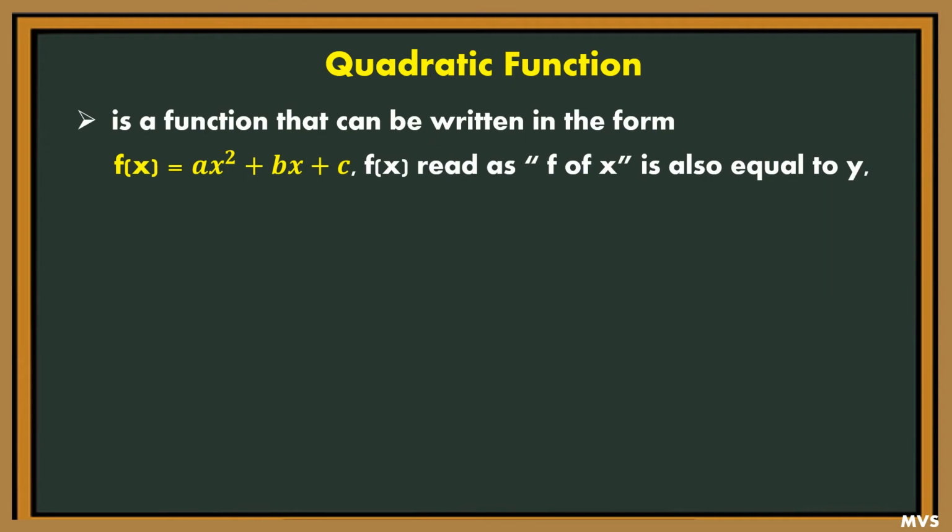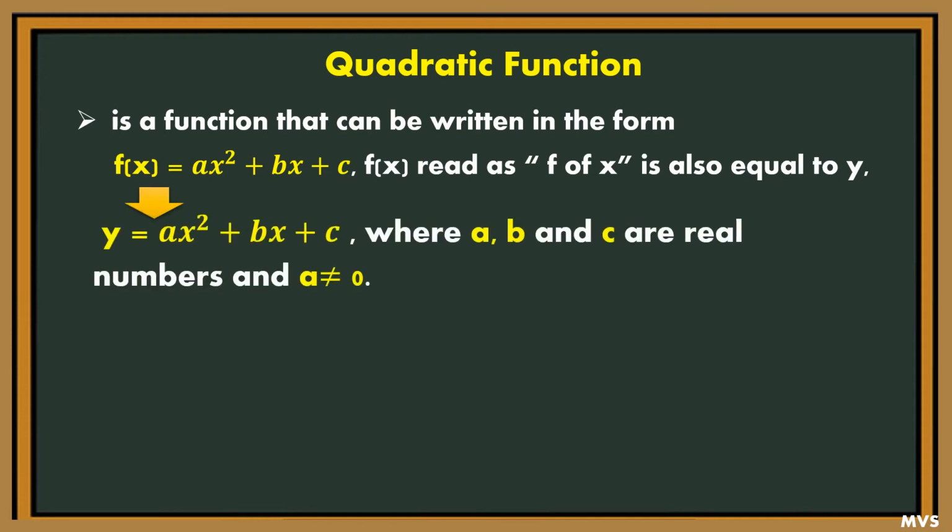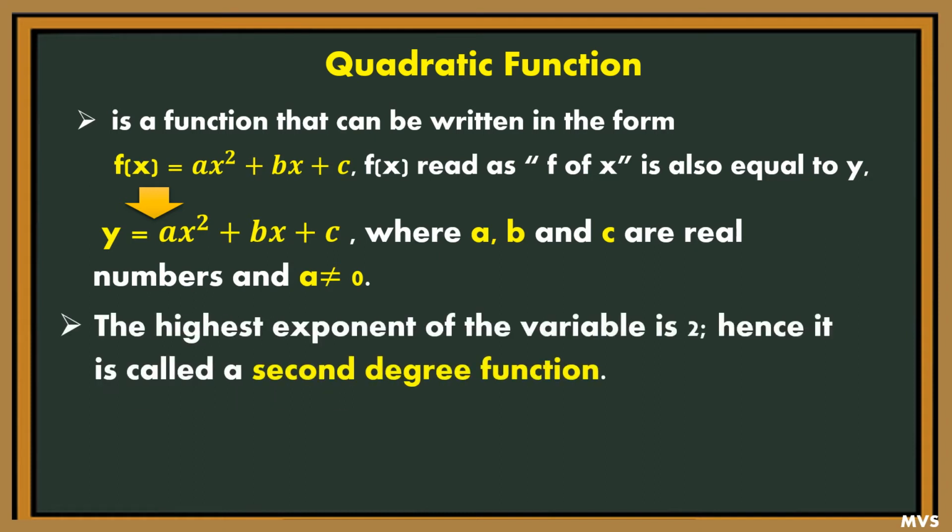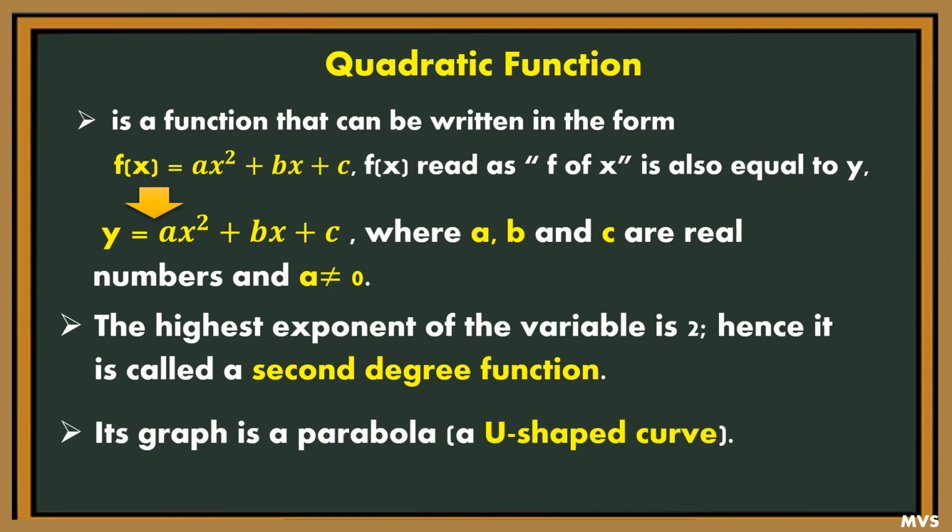Since you already know the meaning of function, this time we will define quadratic function. So what is quadratic function? A quadratic function is a function that can be written in the form f of x is equal to ax squared plus bx plus c. F of x is also equal to y. So we can also have here y is equal to ax squared plus bx plus c, where a, b, and c are real numbers and a is not equal to 0. The highest exponent of the variable is 2. Hence, it is called a second degree function. And the graph of quadratic function is parabola, or that is U-shaped curve.